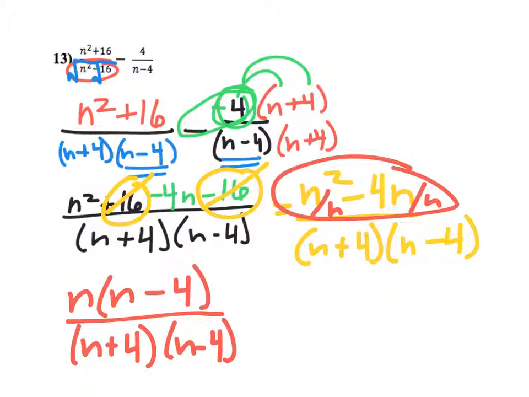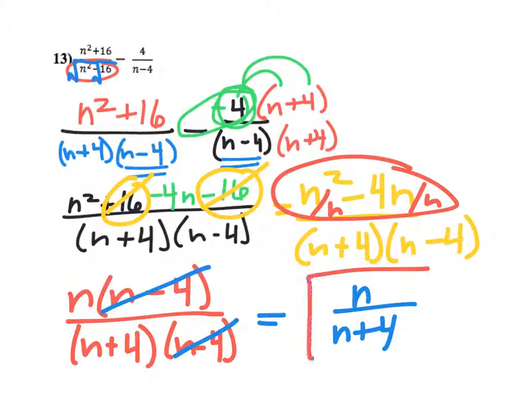And now we're looking for anything that matches. Notice on top I have n minus 4, on the bottom I have n minus 4, so my final answer is n over n plus 4. Again, just simplify whatever you can. Make sure that you distribute that negative. That's kind of the key difference here: in this step, we had a negative 4 and we multiplied it by everything else.